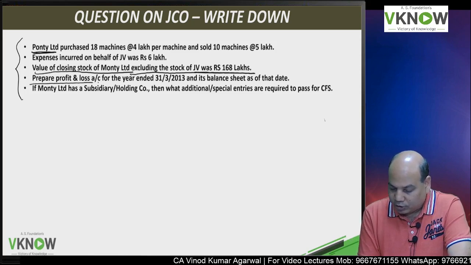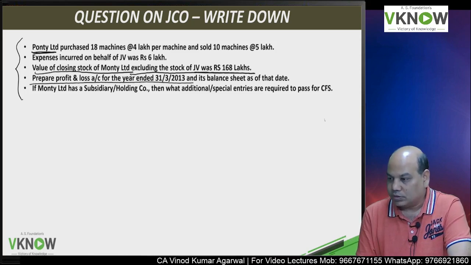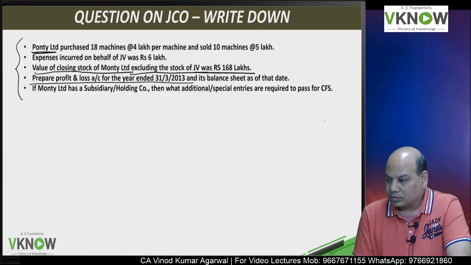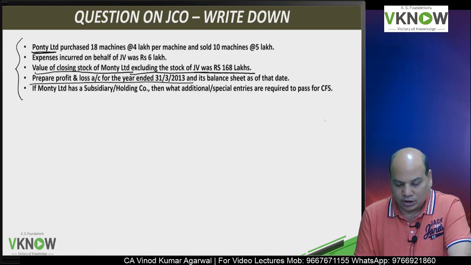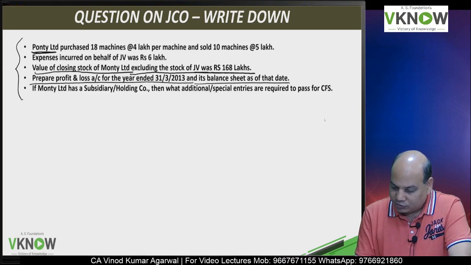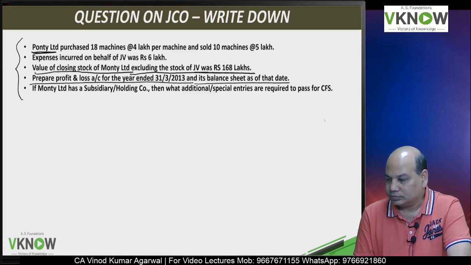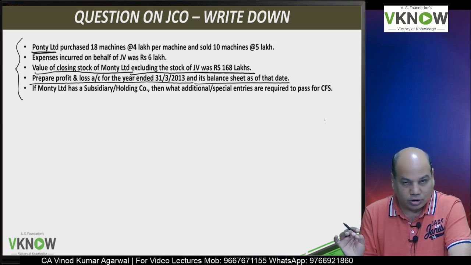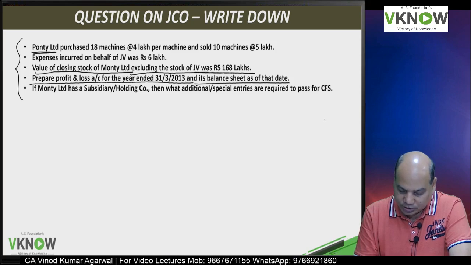Then point 4, write down prepare profit and loss account for the year ended 31st March 2013 and its balance sheet as on that date. This is the question on jointly controlled operation.